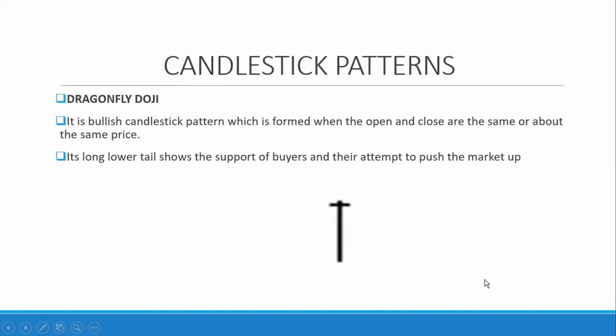Now, this is all they are talking about with the Dragonfly Doji. It is a bullish candlestick pattern which is formed when the open and close are the same. Remember, in a Doji, we know that the open and close are the same. And the second point is telling us the long lower tail. This long lower tail shows the support of buyers and their attempt to push the market up. So when this market opens, it moves all the way to the downside, and all of a sudden, buyers push the market back to the upside, giving us a Dragonfly Doji. So this candlestick is simply informing us that buyers are about to take control of the market.